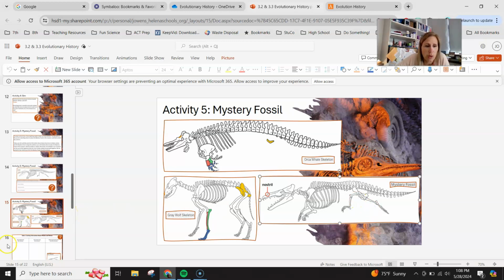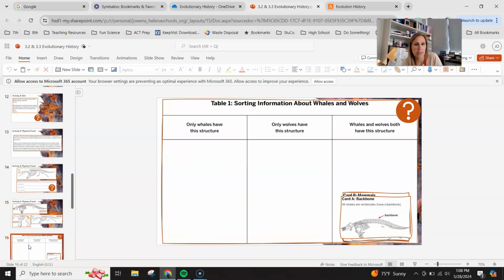What you guys are going to do is complete two little sorting activities to help you organize your thoughts and say, all right, which has more in common, the mystery fossil with the whale or the mystery fossil with the wolf? So this is what our first one looks like on slide 16. Only whales have this structure, only wolves have this structure, or whales and wolves both have this structure.